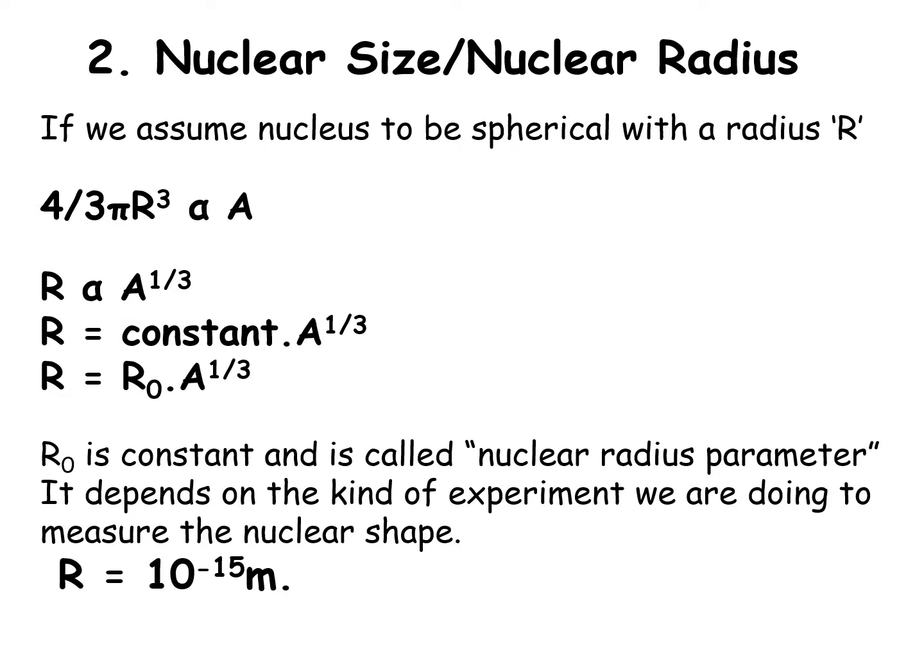Now we come to the second property, that is the nuclear size or nuclear radius. Now, if we assume the nucleus to be spherical in shape, having radius r, we can say that the volume of the nucleus is directly proportional to the mass number of the nucleus. Volume is directly proportional to the mass number of the nucleus. How? I will tell you.